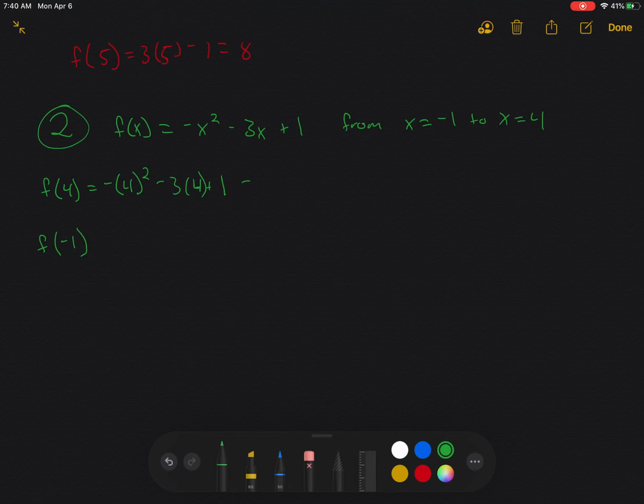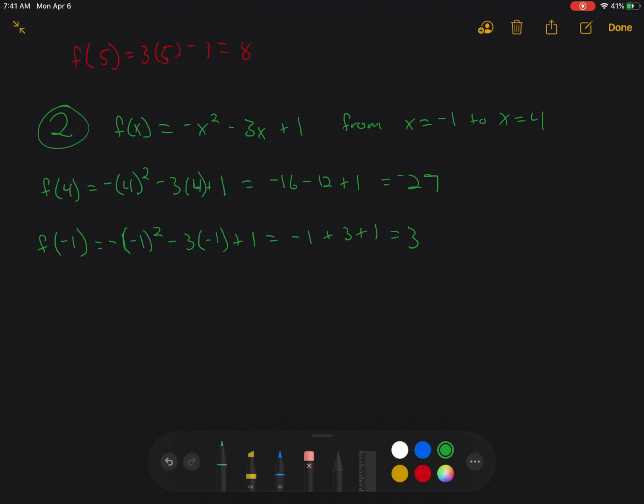Sorry, my handwriting's getting a little crazy right now. So f of 4 equals negative 16 minus 12 plus 1, and it's going to equal negative 27. Those are 4s I'm plugging in, if you can't tell. My 4s get a little sloppy. Going on down to f of negative 1, we have negative 1 squared minus 3 times negative 1 plus 1, which is negative 1 plus 3 plus 1, and equals 3.